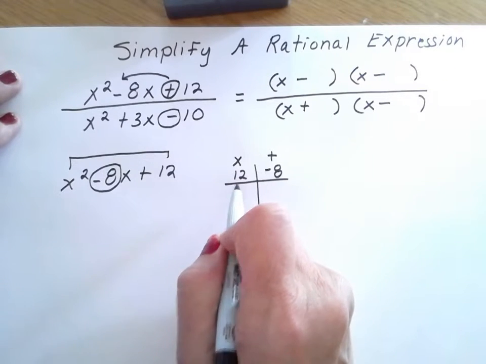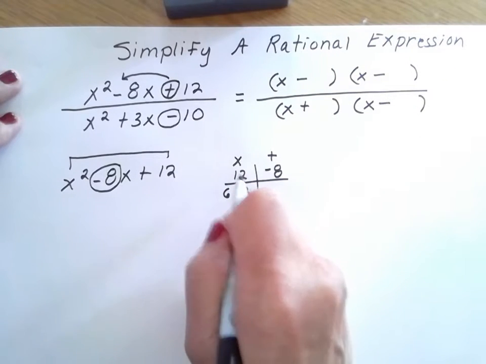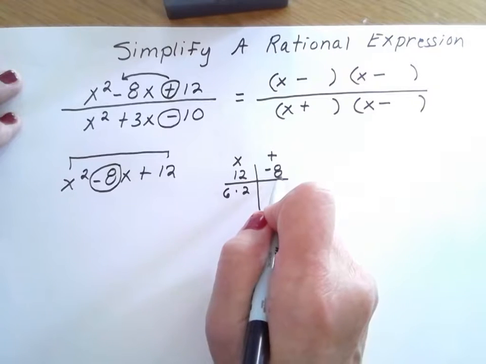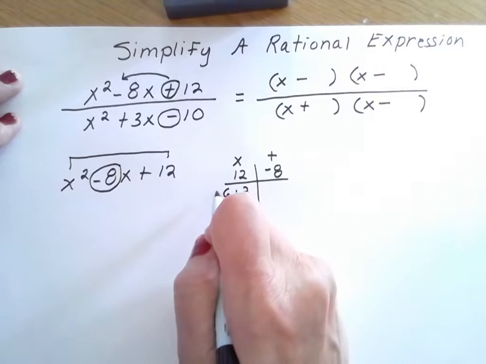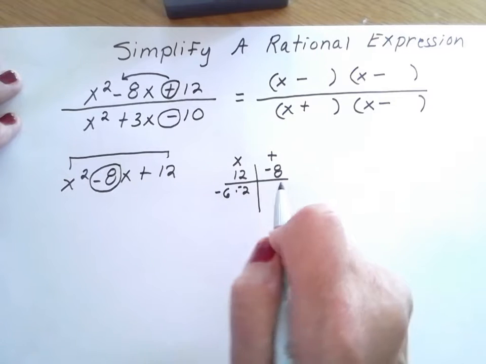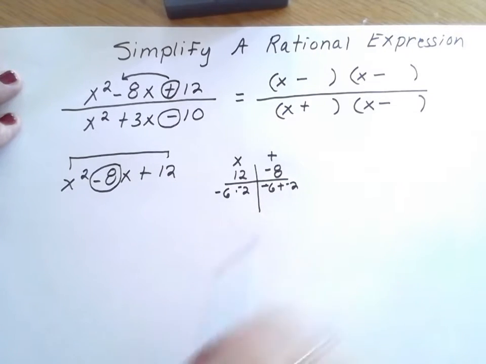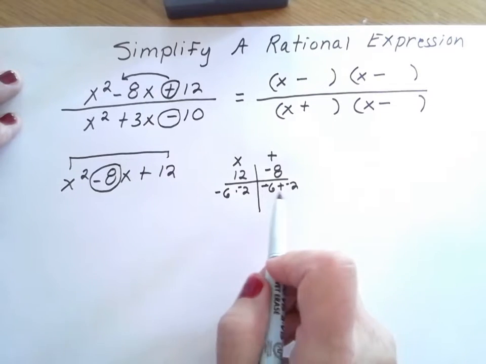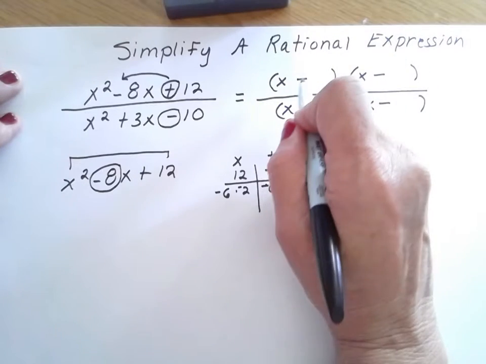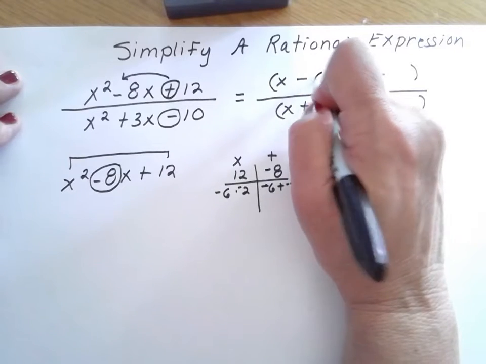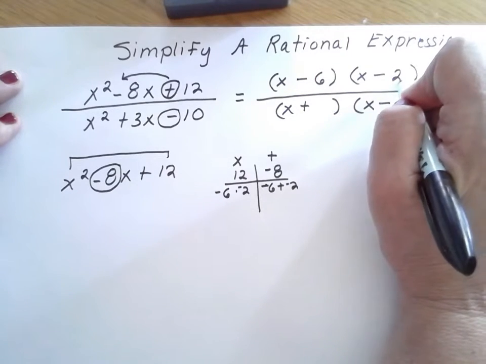So 6 times 2 would give me 12, but would not give me a negative 8. But what about a negative 6 times a negative 2? Wouldn't a negative 6 plus a negative 2 give me a negative 8? So there are my terms, and I'm right. Both of them are going to be negative. So this is 6, and this is 2.